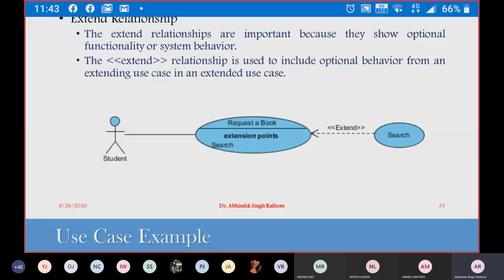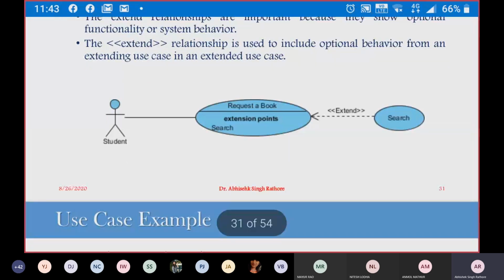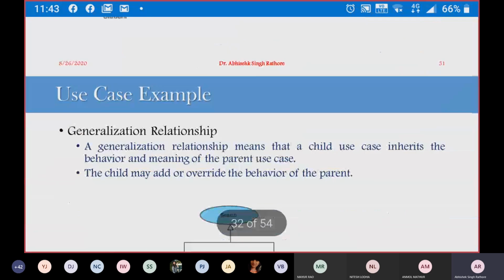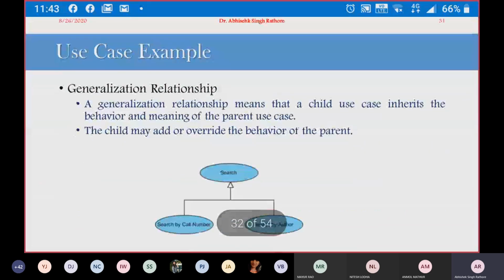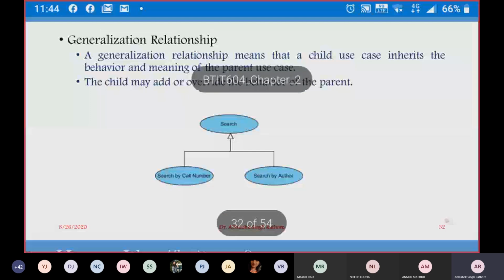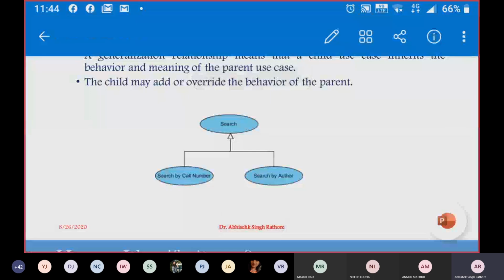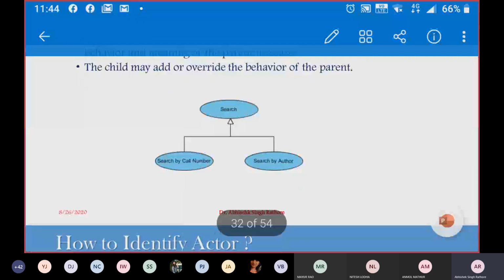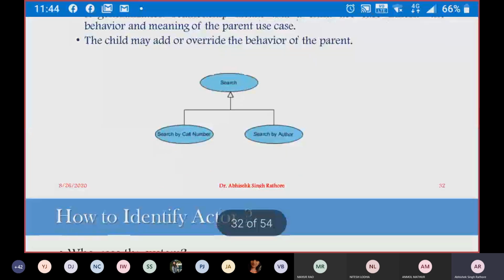Then again, the generalization relationship. In case of the generalization relationship, this is just inheritance. So I have a search use case that searches some books. We have two different use cases: one is search by call number, another is search by author. These are using the basic functionality of search. In addition to that, one uses its functionality by call number or accession number, and the second functionality is searching by author. So this is the generalization relationship, and you are comfortable with this.